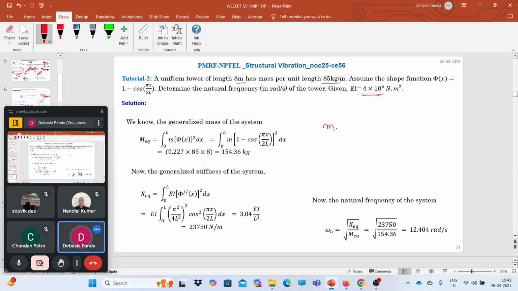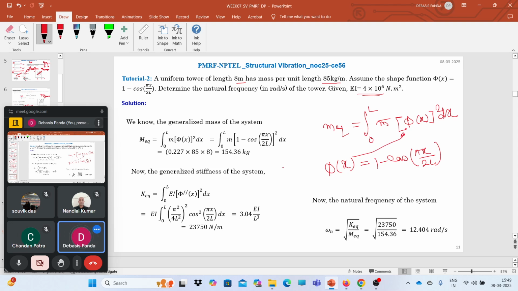So what will be the equivalent mass? M equivalent is nothing but, we know the expression, the integral from 0 to L of mass per unit length multiplied by the shape function square into dx. We have the shape function phi of x as 1 minus cos(pi x by 2L). So I just need to replace this here and solve the integral. The value of mass per unit length is provided, 85. If we solve this simple integral, ultimately the equivalent mass comes to 154.36 kg. Please recheck the calculations.